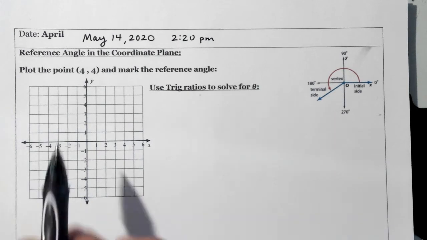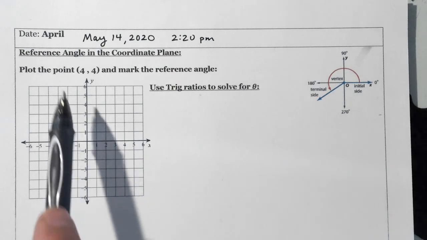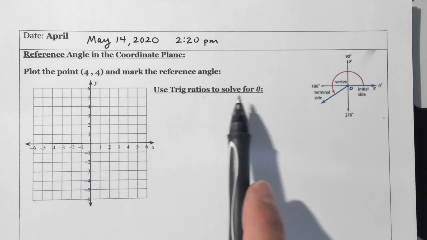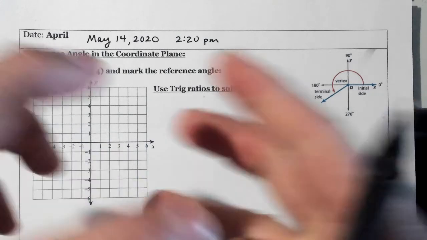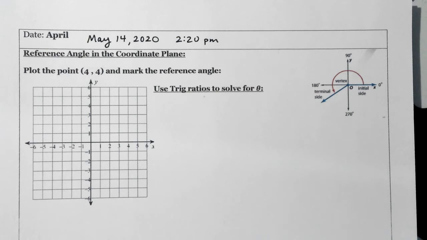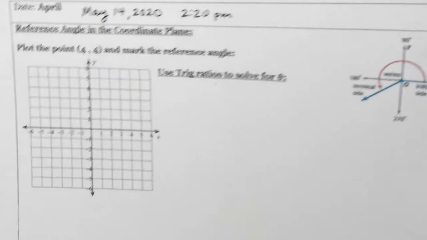What you are doing are your graphing points, making a triangle, and figuring out the measure of the reference angle. So in the previous lesson, you learned what a reference angle was, and two weeks ago you learned how to use trig ratios to solve for an angle. So it's all interconnected, and the big picture of how all this is related happens next week.